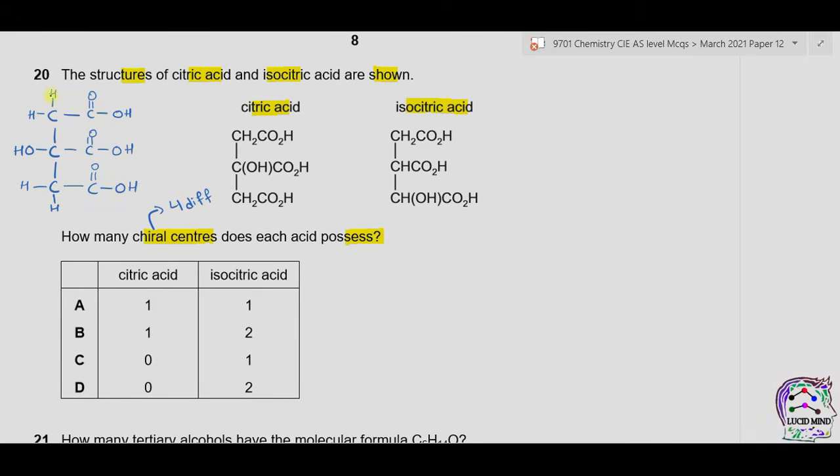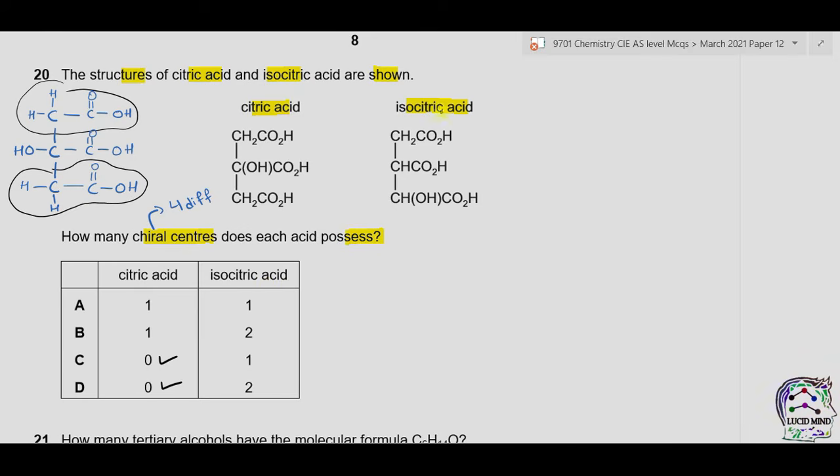With this carbon we can see 2 similar atoms are present, so therefore this is not chiral. With this carbon double bond is present, so this is not chiral. None of the carbonyl carbon is chiral. On this carbon we can see we have OH functional group, carboxylic acid functional group, but this group and this one is similar, so therefore this carbon is also not chiral. Similarly, this carbon is not chiral, so therefore there are 0 chiral centers in citric acid.